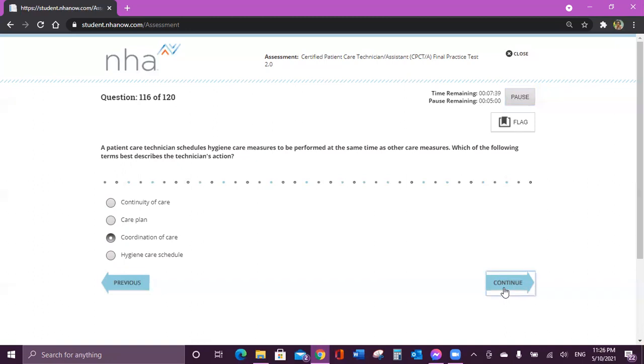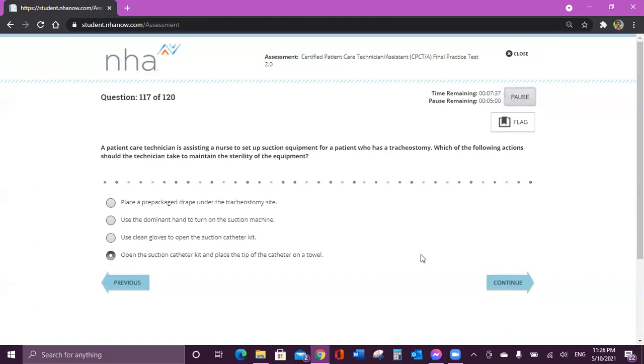A patient care technician is assisting a nurse to set up suction equipment for a patient who has a tracheostomy. Which of the following actions should the technician take to maintain the sterility of the equipment? Place the suction drop on the rotating side. Use the double hand turning the suction machine. Use a clean glove to open the.